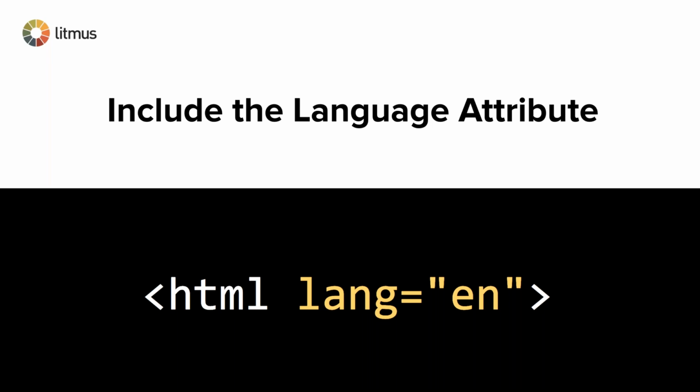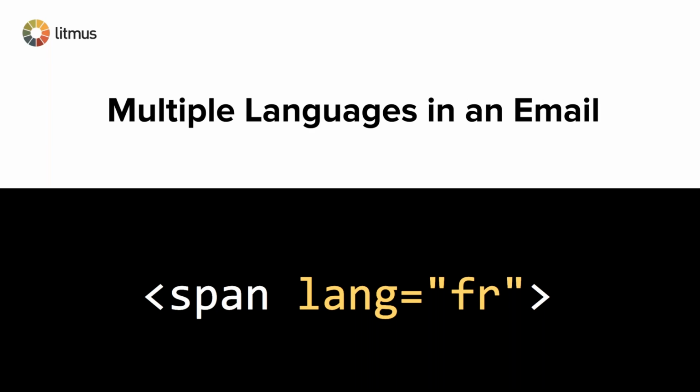And if you have multiple languages in the same email, you can always add the lang attribute along with your correct language code in the copy's parent tag. So that can be a span tag like we have here, or it can be a P tag, an H1, H2, H3, and so on and so forth.